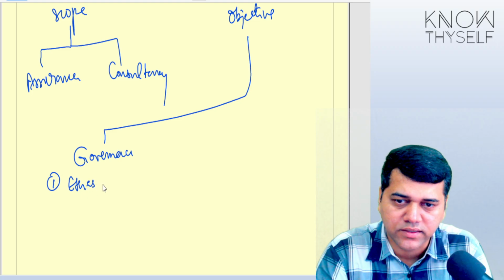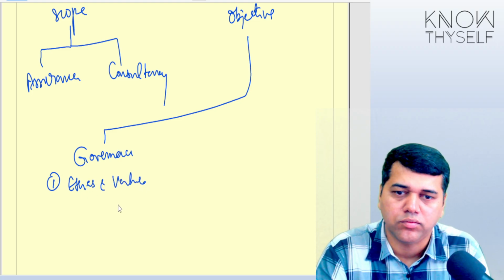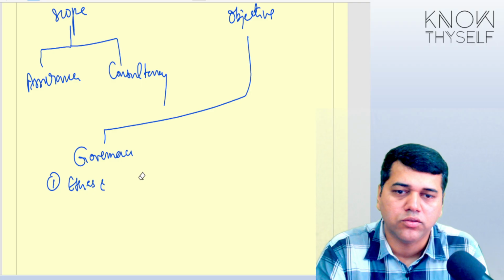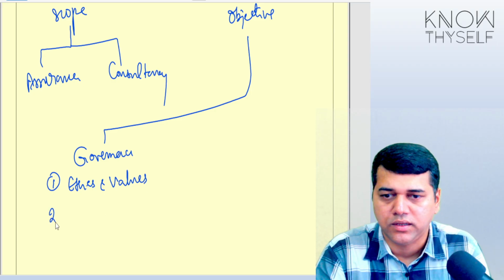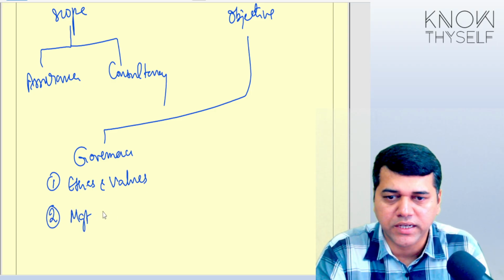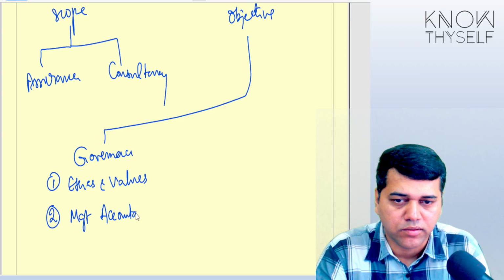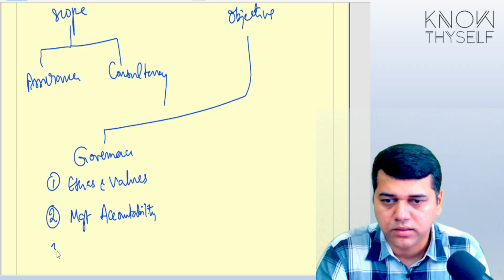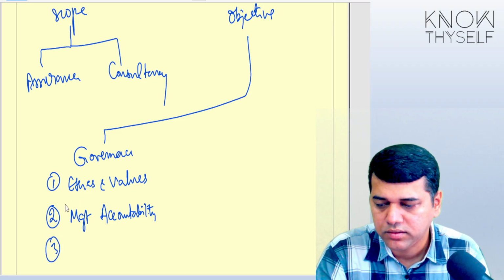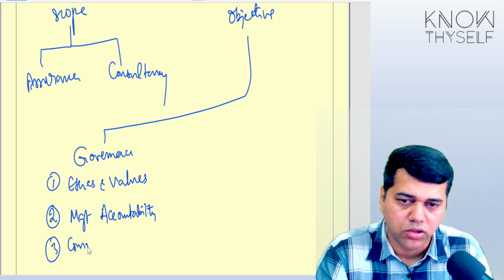One, ethics and values. So they are going to evaluate ethics and values. Second, management accountability. Third, communication of risk.